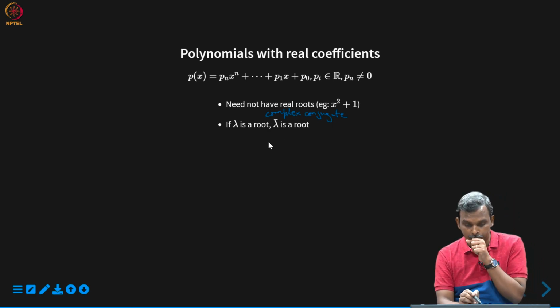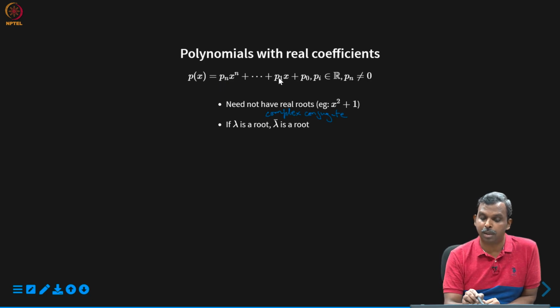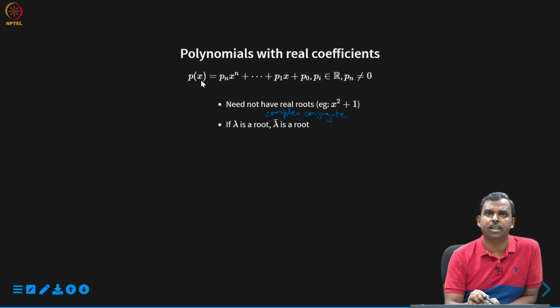Think about how you will prove it. You have a real polynomial, everything is real. If P of lambda is 0, simply take the conjugate. P of lambda whole conjugate is equal to 0. Now when you go in, every Pn is real, so nothing will happen to it. The conjugate will go only into x, so you will get P of lambda bar also equal to 0. So that's the way you prove this result.